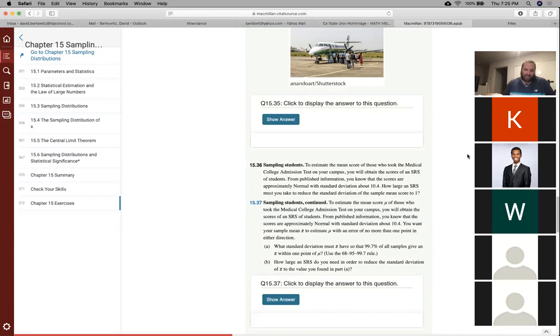When we take a sample of size n, what does the standard deviation become for our sample? Does it remain 10.4? Is it the square root of that thing? Well, maybe. Your words are great. So, what is the standard deviation of our sample? Is it still 10.4? So what is it?